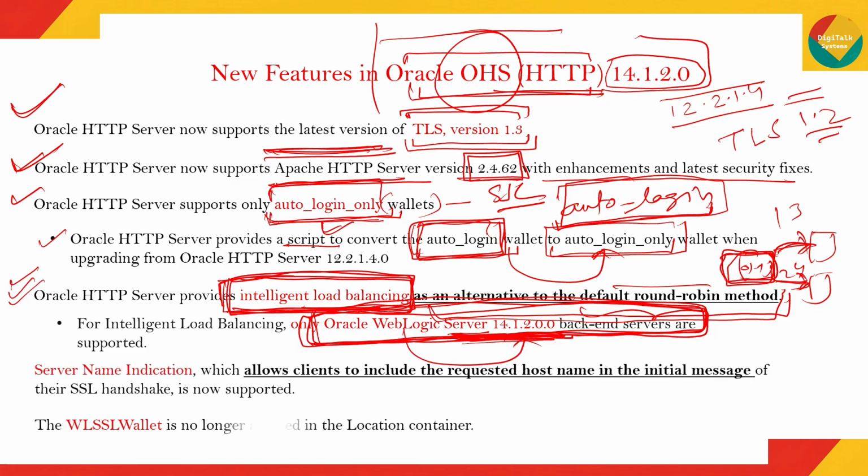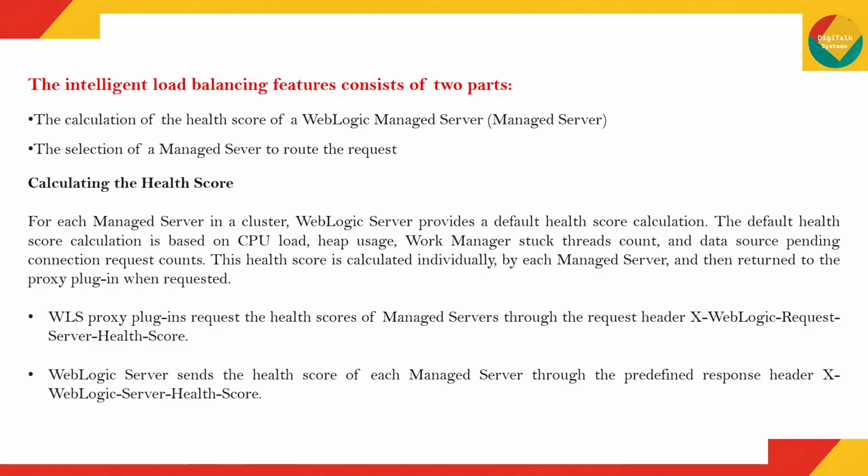Now let me tell you what exactly it means. What is intelligent load balancing? As I said, we have an OHS in front, and in the backend we have two managed servers, and it is sending the requests on a round robin basis, right? One here, two here, three here, four here.